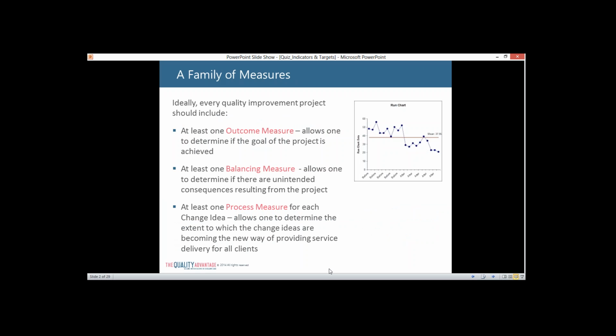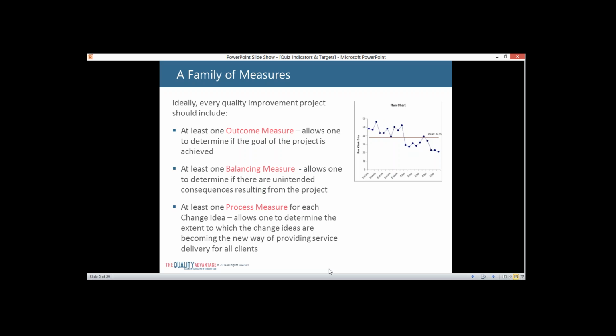So let's take a look at this first slide. It includes a family of measures relevant to a quality improvement project. Every project should have at least one outcome measure. These allow us to determine if the goal of the project is actually being achieved. Additionally, every project should have at least one balancing measure, and these kinds of measures allow us to determine if there are any unintended consequences as a result of the interventions or change ideas that are included in the project.